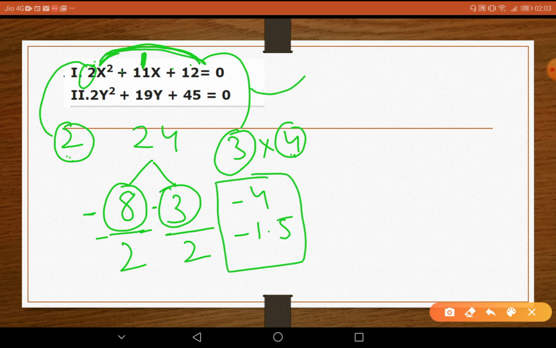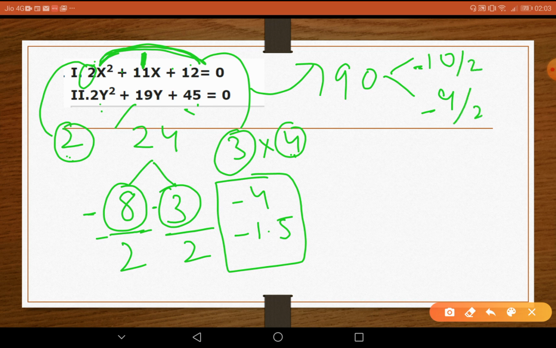Now for y, the same process. We have to break 90, that is 45 into 2, into 2 parts. So the numbers are 10 and 9, again with minus signs because both signs are plus, and we divide by 2 because the coefficient is 2. So we get the roots again: minus 5 and minus 4.5.